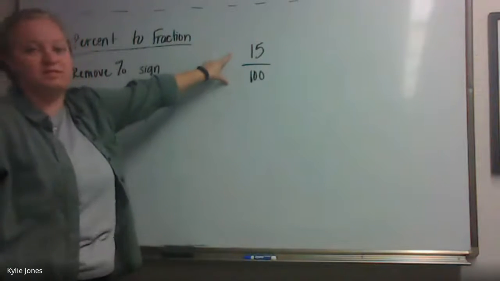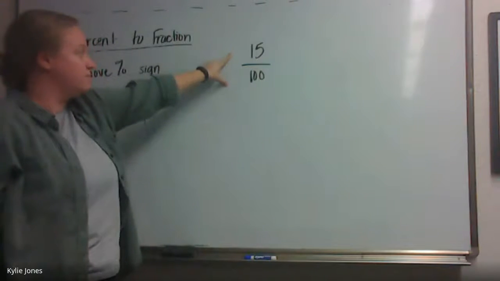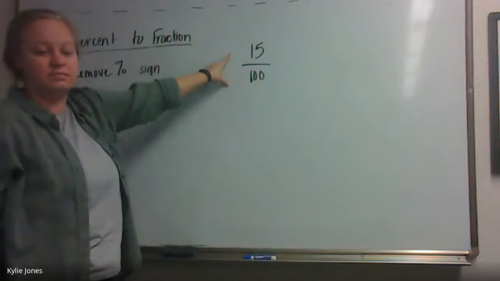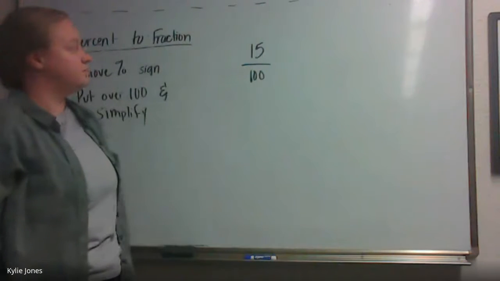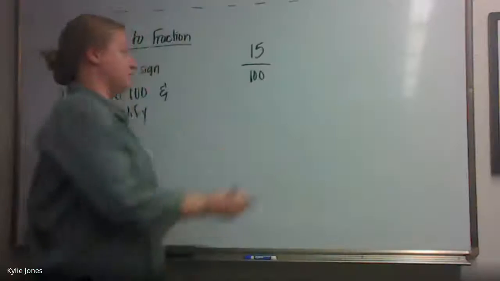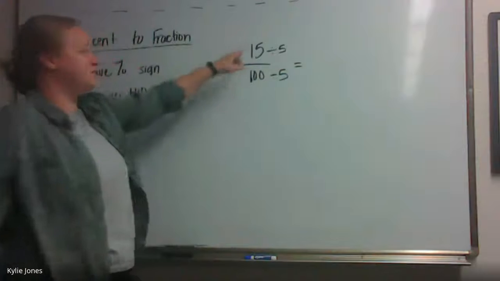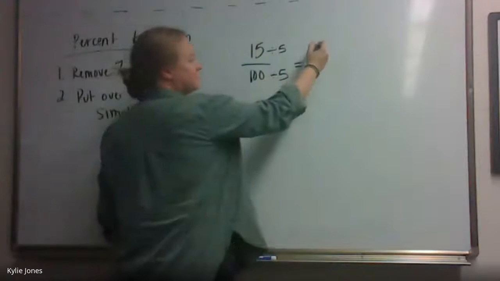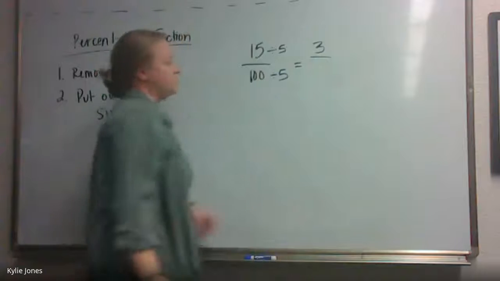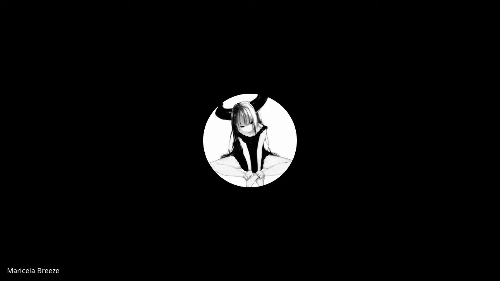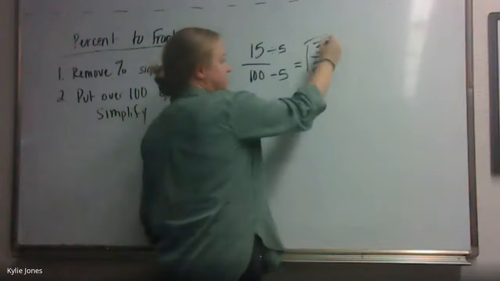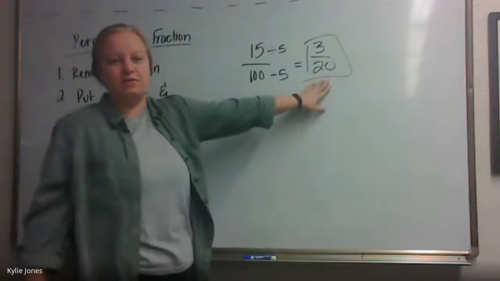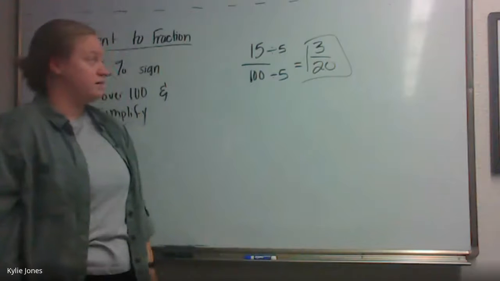What number goes into both 15 and 100? 5. 5 goes into both. Good. I was trying to think of the biggest one that would go into both. 5 is the biggest one. 15 divided by 5 is 3. And what's 100 divided by 5? 20. So 3/20ths. Nothing else goes into both. This is as far as that one will simplify. 3/20ths.